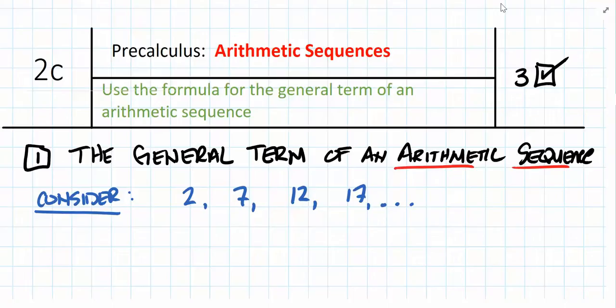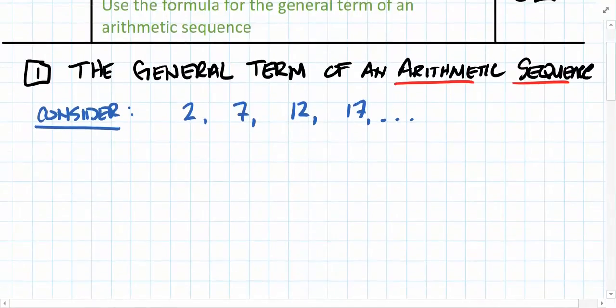Here's Precalculus Concept Lesson 2C under arithmetic sequences. We're going to use the formula for the general term of an arithmetic sequence, and there's 3 boxes. So let's consider the following here. Let's figure this out. The general term of an arithmetic sequence.